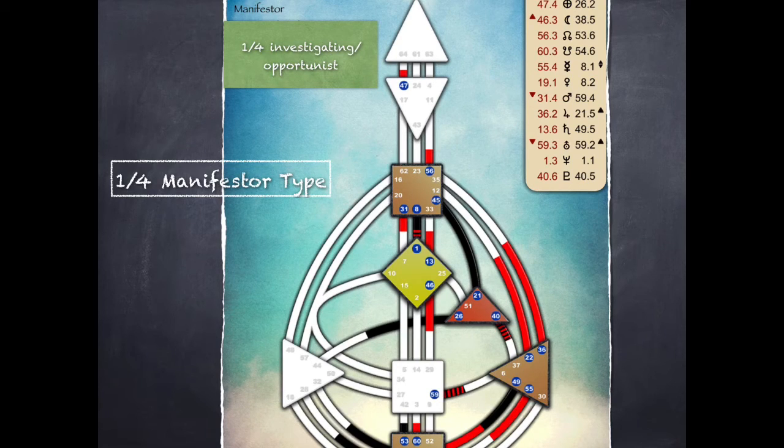Having a 1-4 profile is probably one of the only things that will actually slow a manifestor down, because the need to investigate and build a foundation and structure from what they've learned is more important to them than rushing ahead and trying to create opportunities without having all the information before they do so. But because manifestors make up less than 10% of the population, and also the 1-4 profile is quite rare as well, people who are manifestors with a 1-4 profile probably aren't very common.